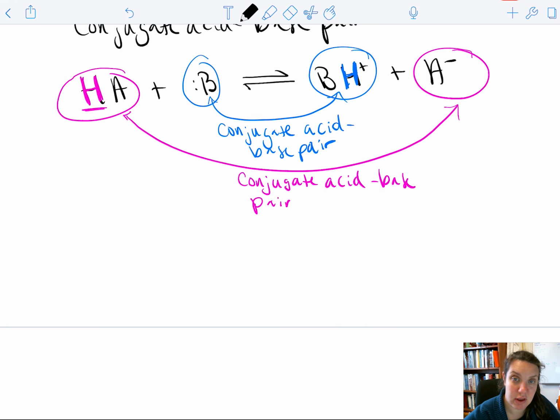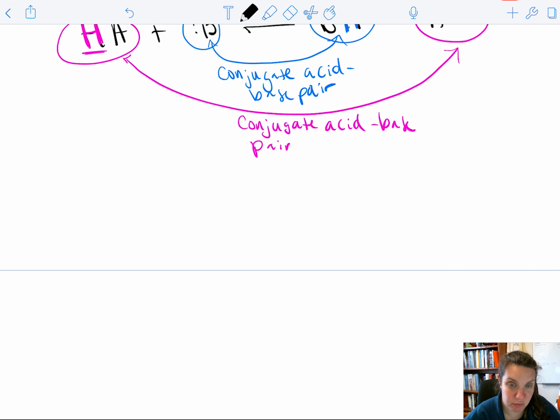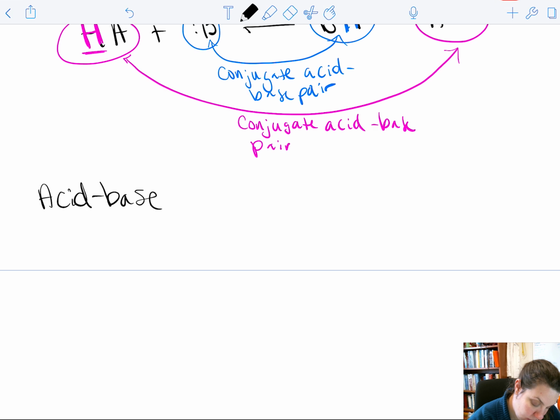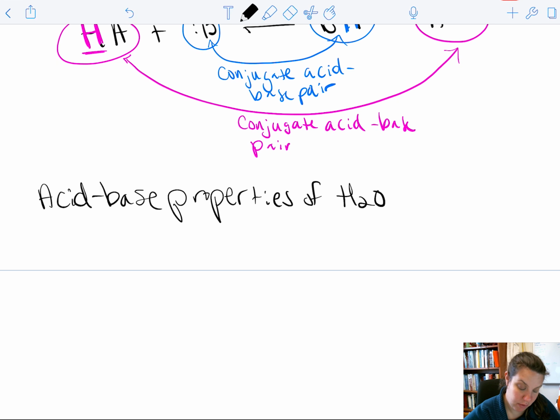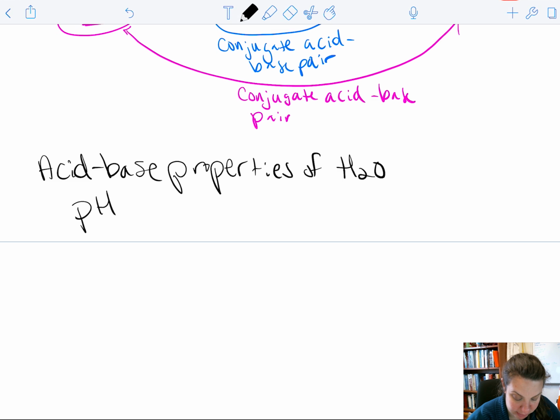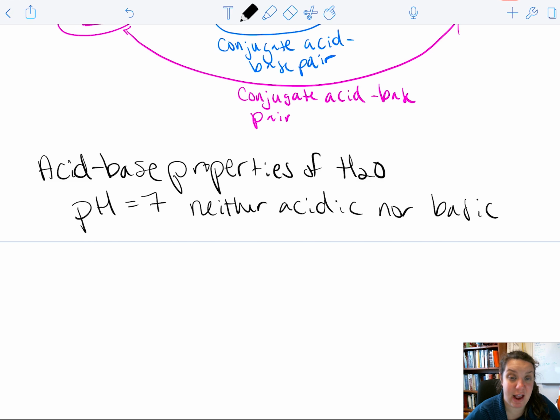Okay, let's look at the acid-base properties of water. Pure water has a pH of 7, so it is neither acidic nor basic, unless placed in with an acid or base. If you place water in with an acid, it'll act as a base. If you place water in a base, it'll act as an acid.